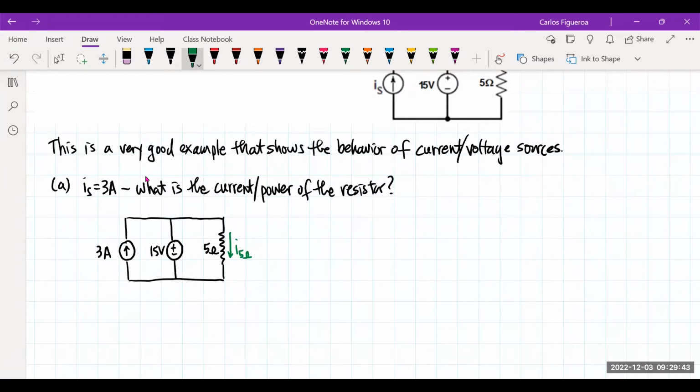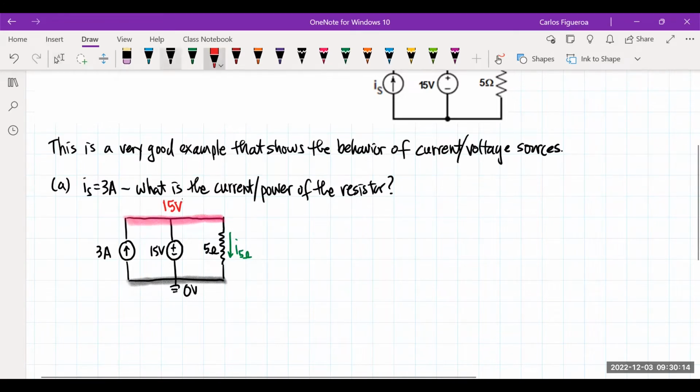If I start to look at the nodes, here's what I'm seeing. I have my bottom node, so there's only 2 equipotentials. One is at 0 volts, and the other one is at 15 volts. So all 3 elements, the current source, the voltage source, and the 5 ohm, have the exact same voltage drop. So let's go look at this.